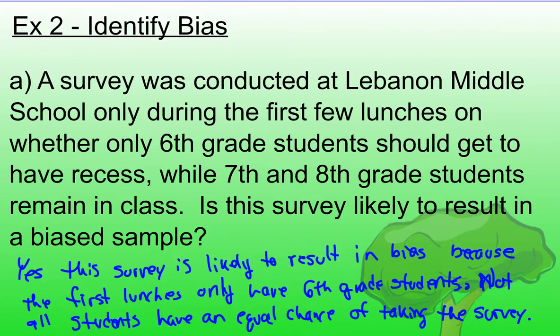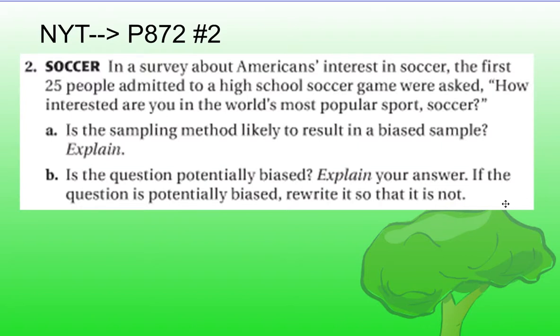Okay? So, this next question comes from page 872, number 2. It says, in a survey about Americans' interest in soccer, the first 25 people admitted to a high school soccer game were asked, how interested are you in the world's most popular sport, soccer? So, we want to know, is the sampling method likely to result in a biased sample? And the second part is, is the question itself potentially biased? Go ahead, pause the video, do this on your own right now. When you're ready to continue, hit play, and we'll go through it together.